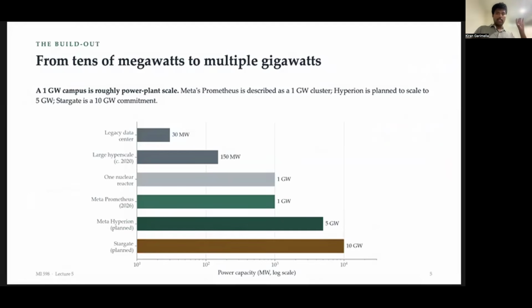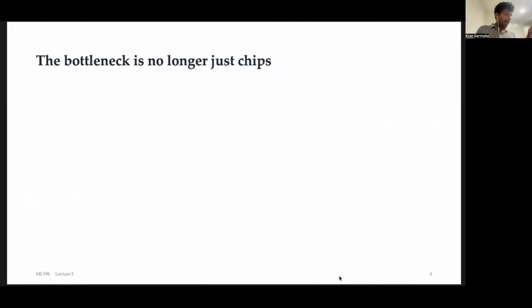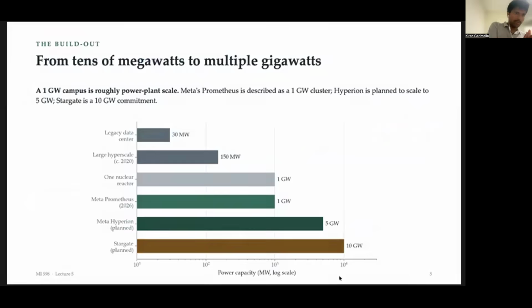And so here the bottleneck is no longer chips. So one small thing before this, I have a bunch of examples here. Meta has a bunch of them. This Hyperion is a really, really massive, Manhattan-sized campus, like a data center the size of Manhattan. Just imagine the size of that.